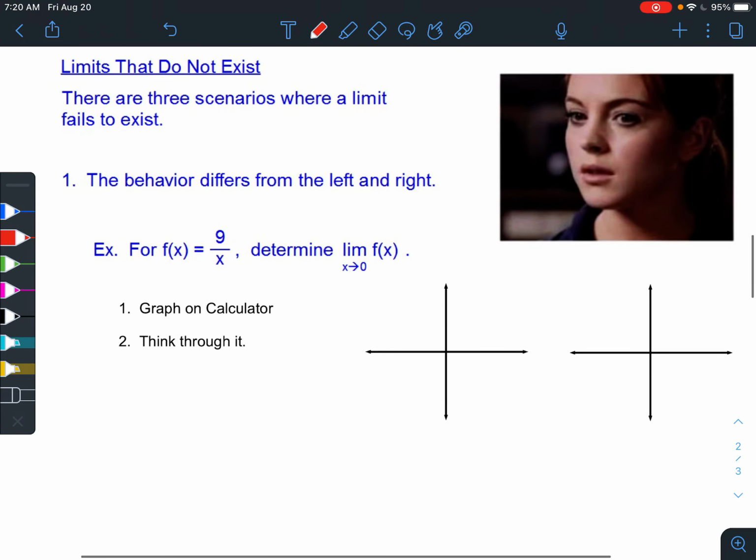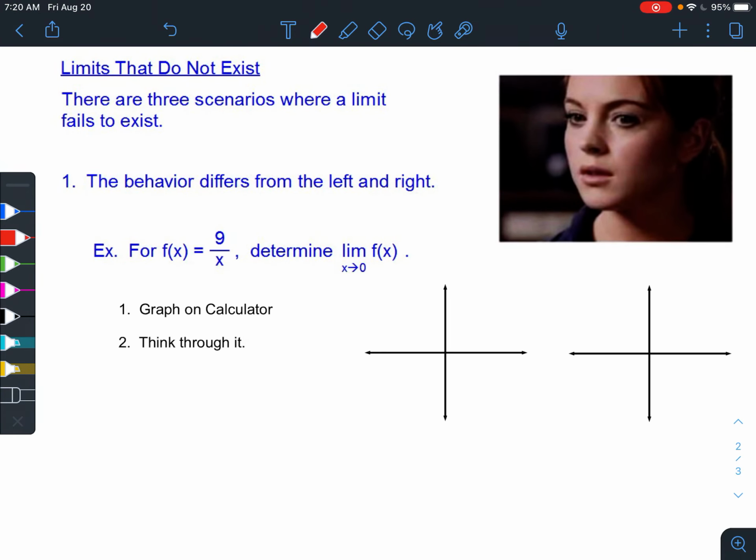Okay, now we already actually saw one example of this, but there are limits that do not exist, and there are 3 basic scenarios where that occurs. Okay, one is the behavior differs from the left and the right, and that's kind of the one we already saw. All right, so I'll do this one relatively quickly here.